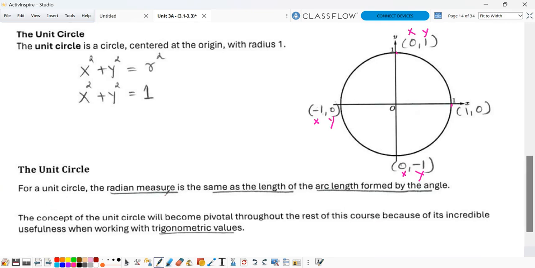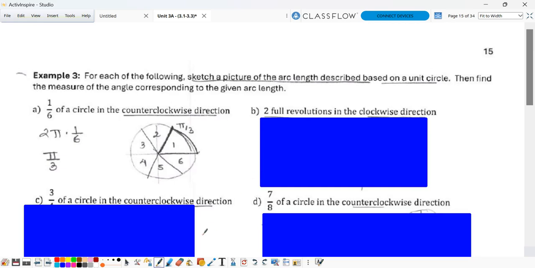So on the unit circle, the radian measure is the same as the length of the arc formed by the angle. We are going to look at the trig values, but before we jump onto the trig values, we must have a very clear idea about angles measured in radians. So let's practice with a few angles in radians. Sketch the picture of the arc length described here based on the unit circle, then find the measure of the angle corresponding to the given arc.